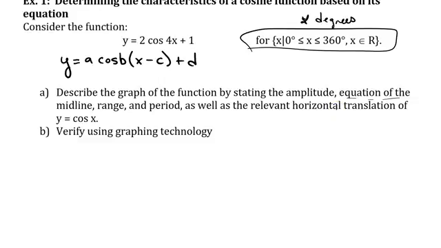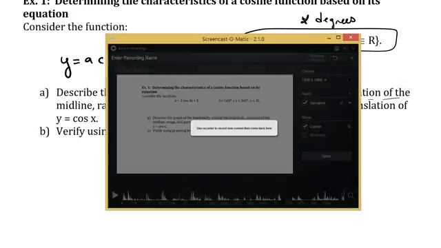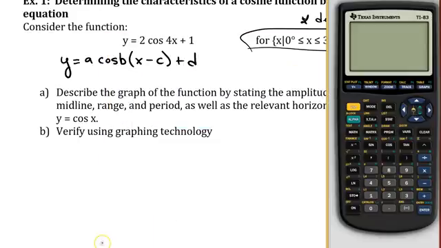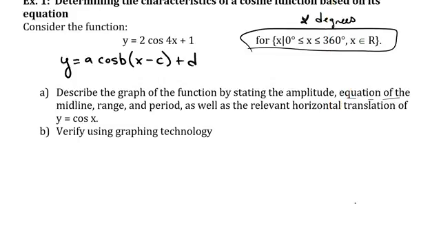Then B, verify using graphing technology, which we will do. So, first things first, let's get to A. The easiest thing to do is to identify what our amplitude is. That's our A value. So I'm just going to say my amplitude is 2. Why? Because that's what the A value is, 2.